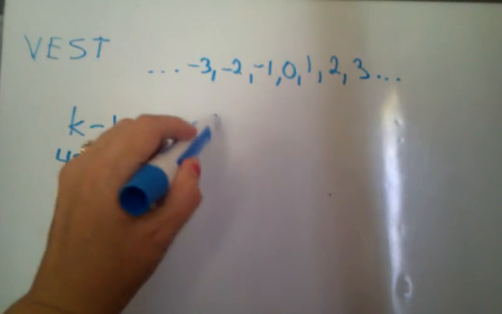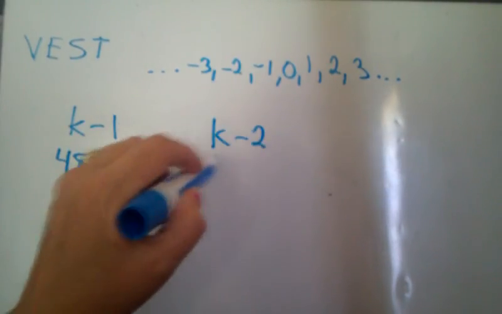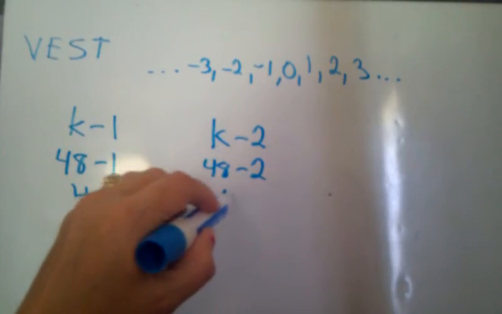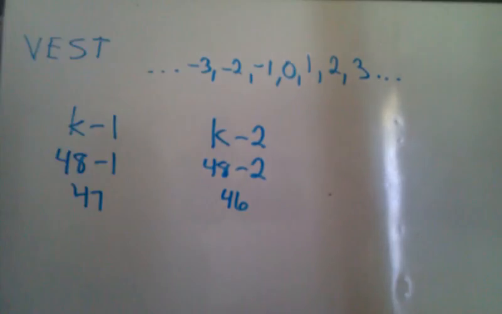Let's try k minus 2. K minus 2. K is 48 minus 2. 48 minus 2 is 46. Right?